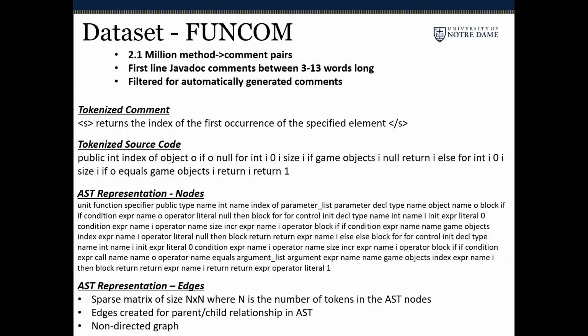What we did was take the first line of the Java doc and use only comments that are between 3 and 13 words long. This removes around 15% of the total comments, mainly consisting of single word summaries, which we found were not very useful when training a neural network. We also filtered out automatically generated code to help reduce leakage in our training, validation, and testing sets. On the slide is an example of an entry from the dataset.